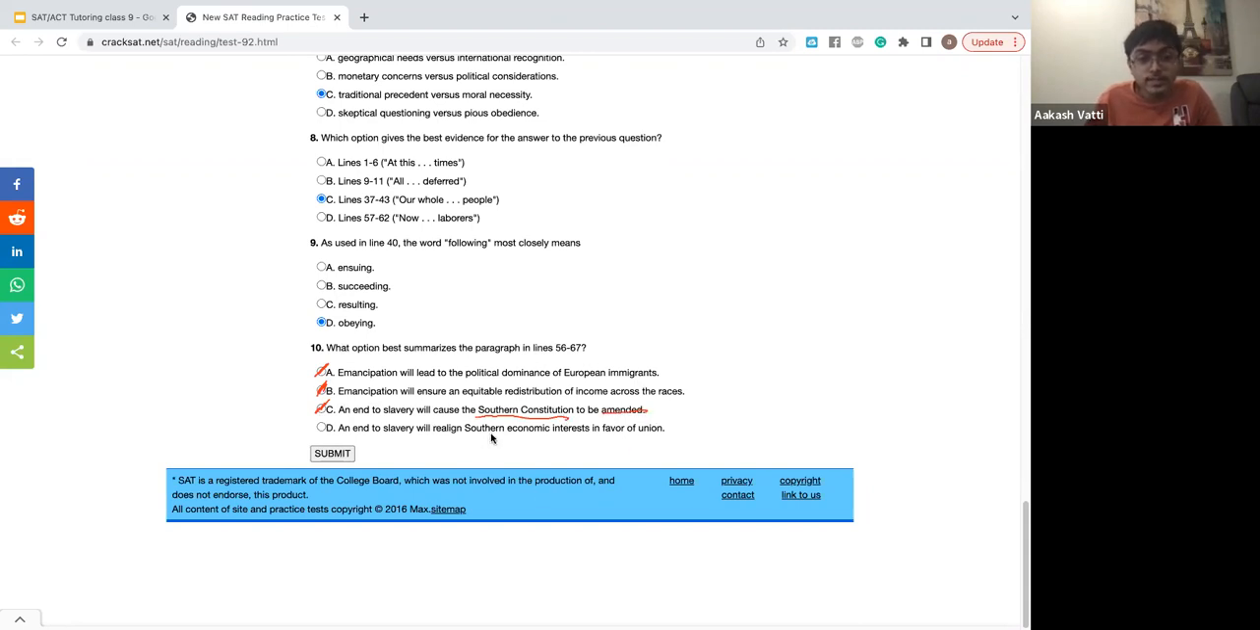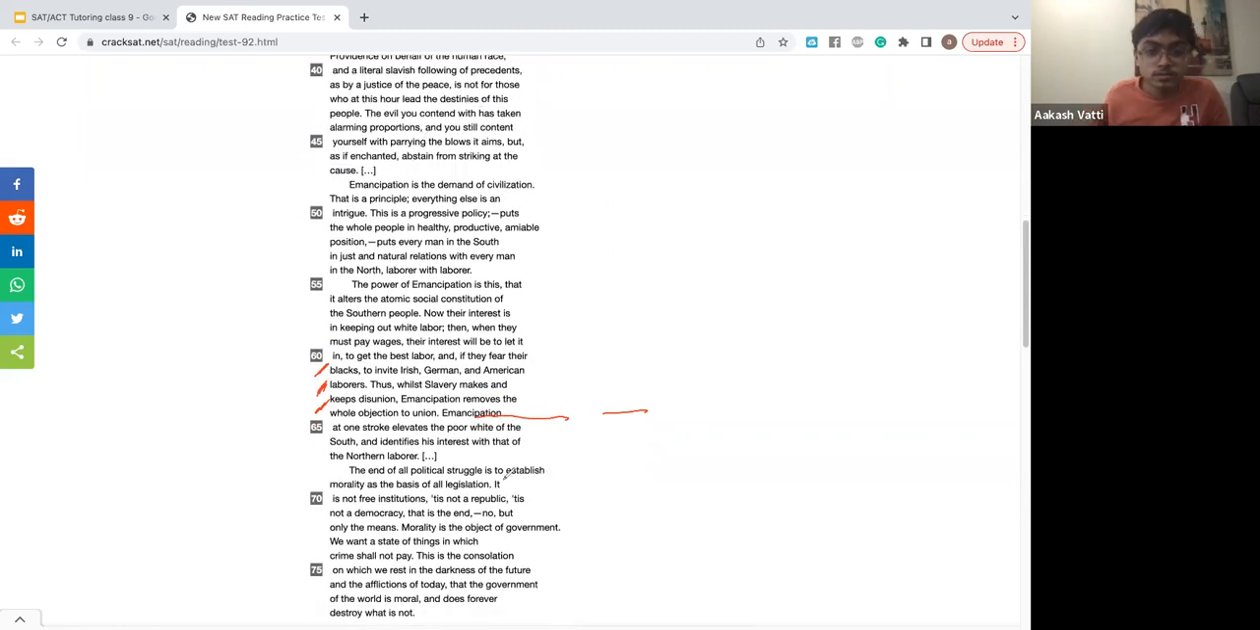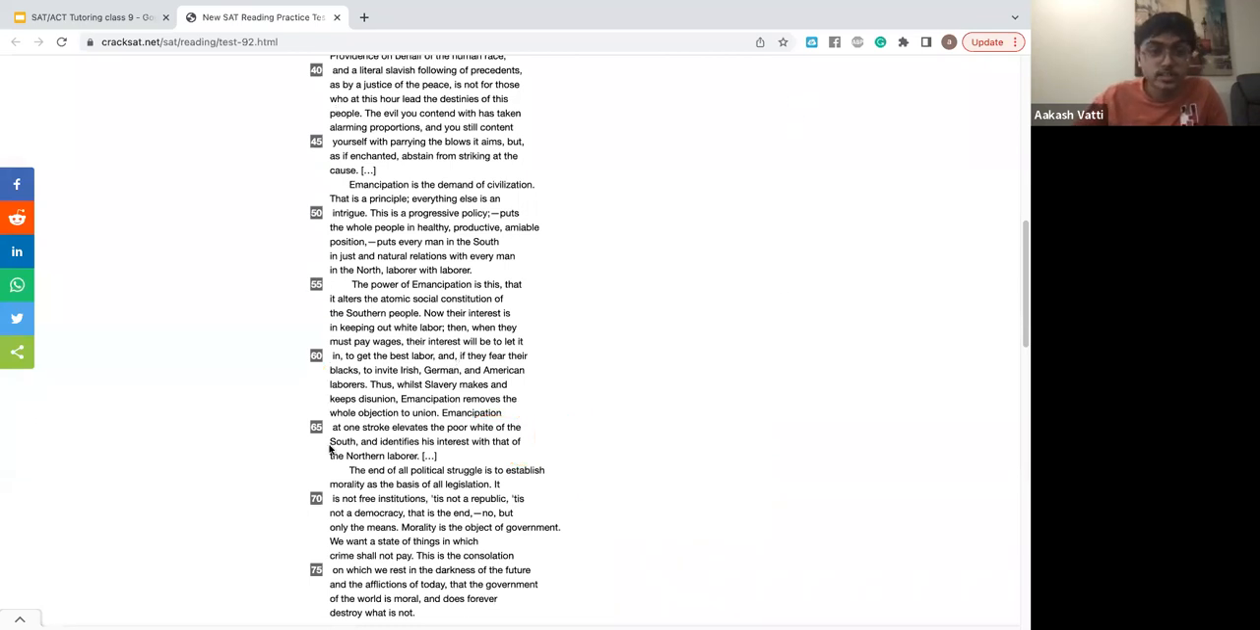An end to slavery will realign Southern economic interests in favor of the Union. That sounds like a good answer because of the sentence right here. Basically, this right here says if emancipation happens, then the interests of North and South align. All right, therefore D is our only remaining answer.